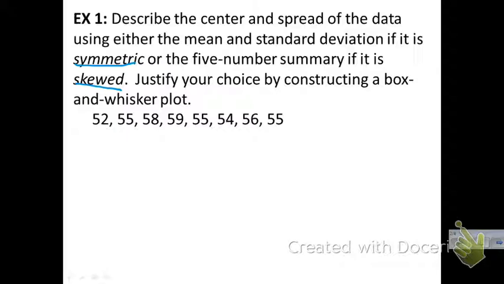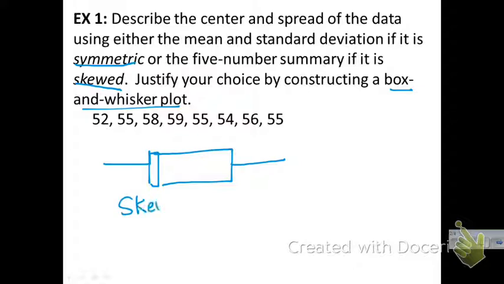The first thing you're going to do with those numbers is put them in a list. Once you have them in a list, I like list 1, then you're going to graph using a box and whisker plot in your calculator, and we get a graph that looks something like this. Okay, we can see that this is skewed. Because it is skewed, it wants us to find the 5-number summary.